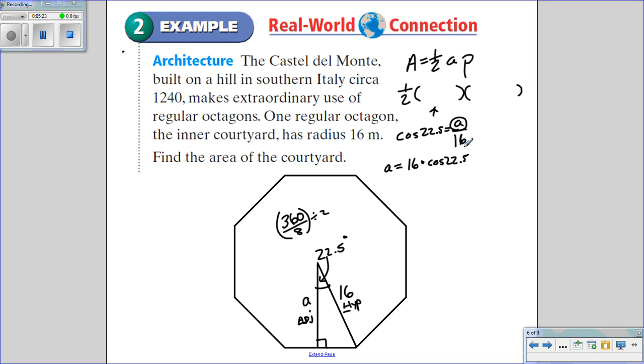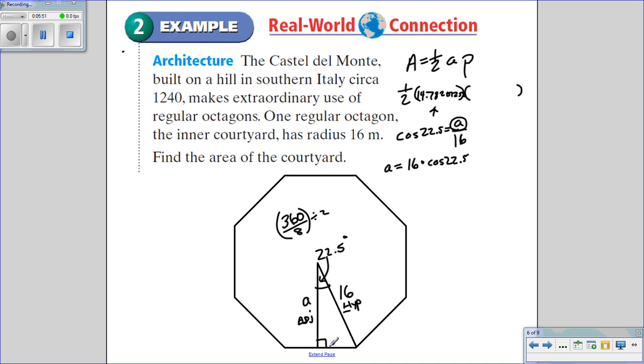Okay, so when we calculate that, we get 14.78207252. That's on my calculator. Now don't round that, because if you round that during the middle of the problem, you're going to have an inaccurate answer at the end. Okay, so that would be my apothem.